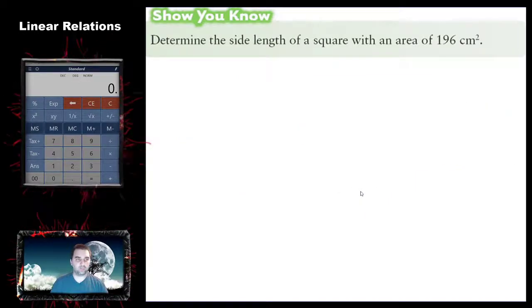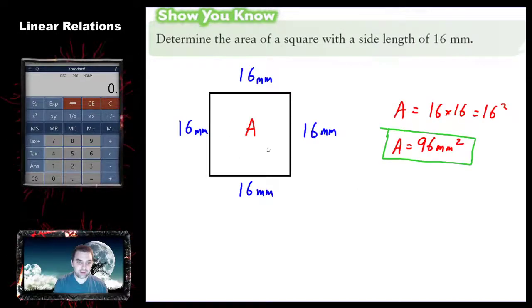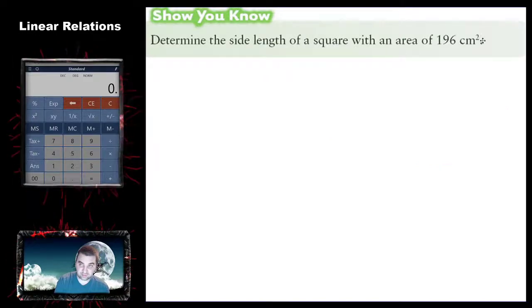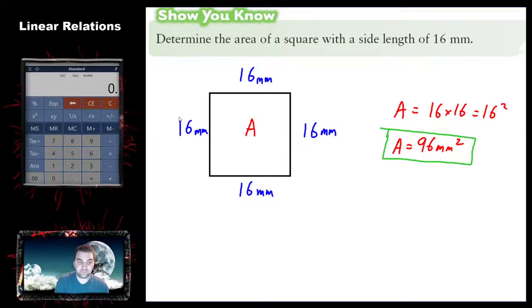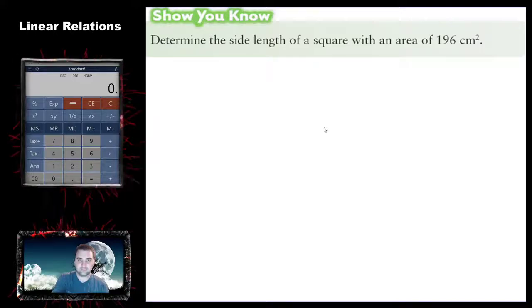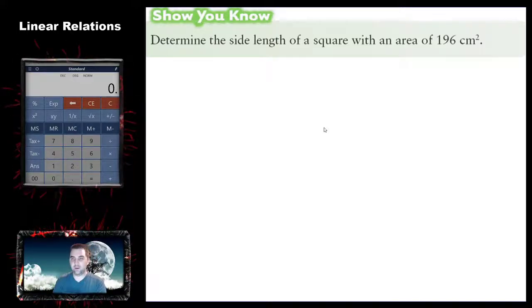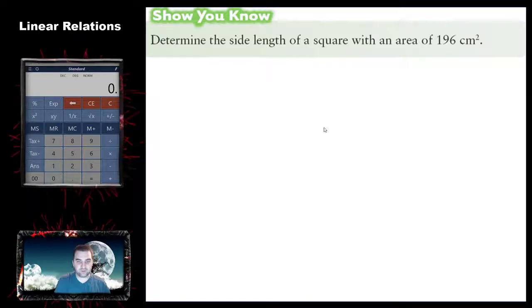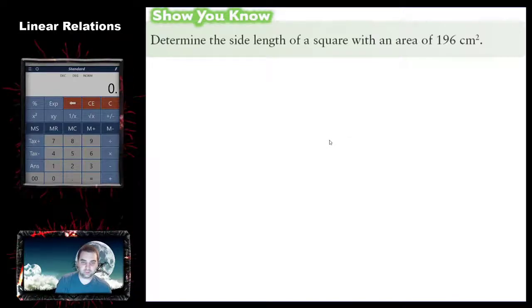Okay, next one. Determine the side length of a square with an area of 196. So it's kind of like that other one, except this time we're saying the inside, the area, is 196 centimeters squared, and you're trying to find all the side lengths of the square. So we're doing the same thing in reverse. Hint, hint, if you squared something to get the area, and you have the area, you could probably square root the area to get the side. Try that out and pause the video.